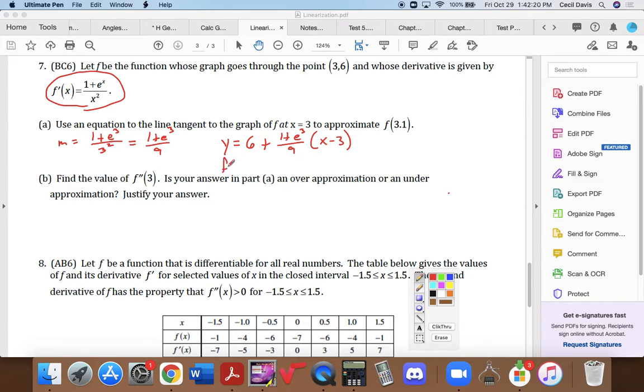So f of 3.1 is approximately equal to 6 plus 1 plus e cubed over 9 times 0.1. And then it's just a matter of chucking that into your calculator. And it's about 6.234.